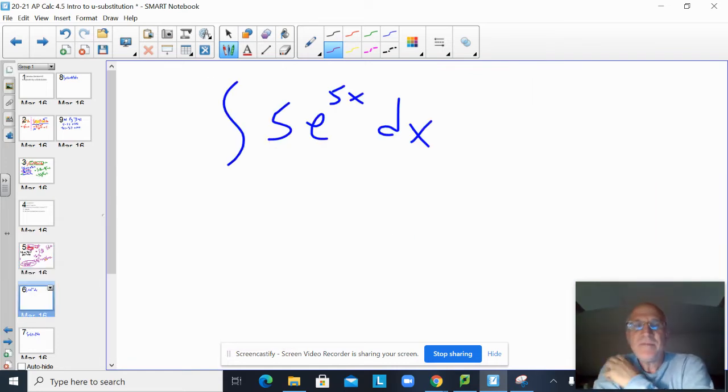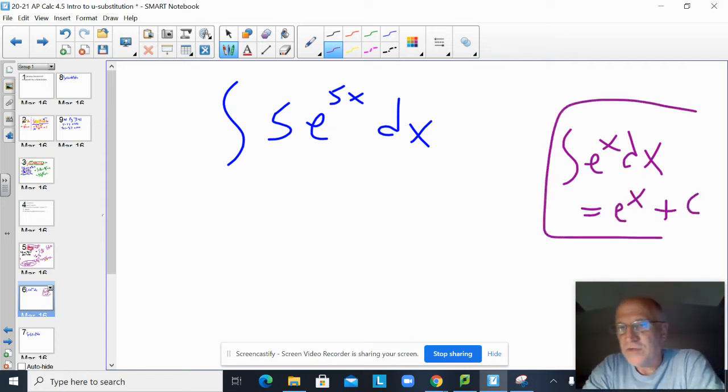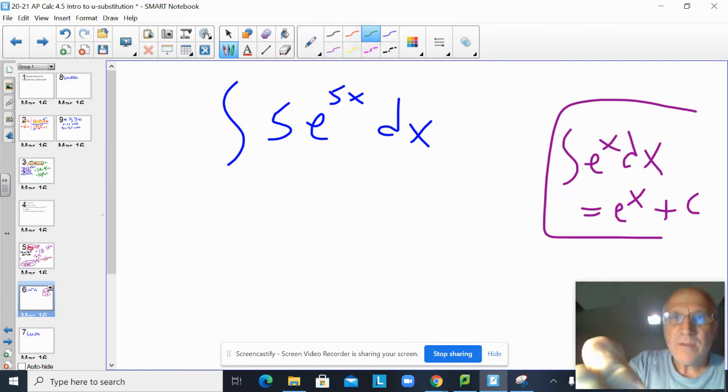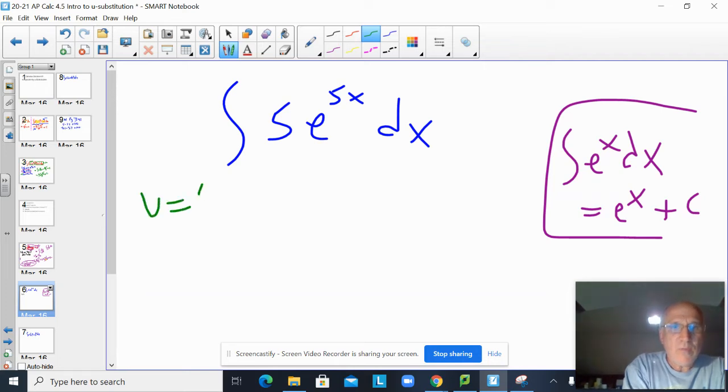What about this one? 5e to the 5x dx. Well, remember, we know that the integral of e to the x dx is just itself. Like, we know that. The problem here, of course, is the 5, but I want you to see it's not much of a problem. So, is part of the function's derivative here? Sure, the derivative of 5x is just 5. So let's let u equal 5x. The derivative of that is just 5 dx.